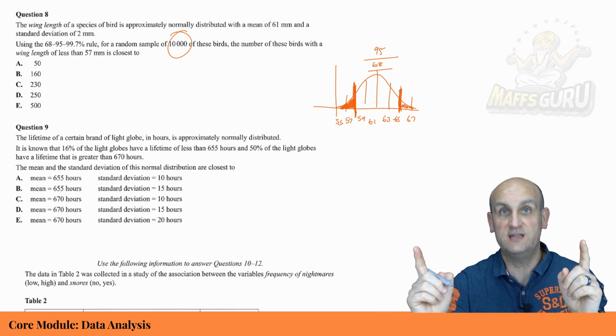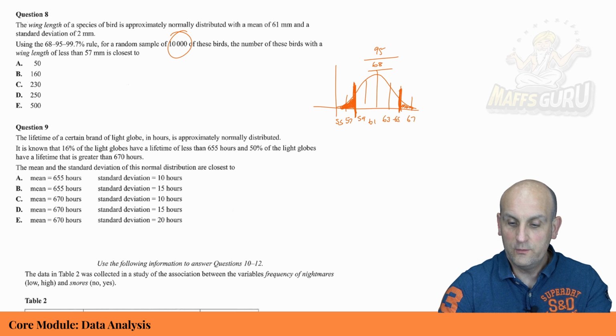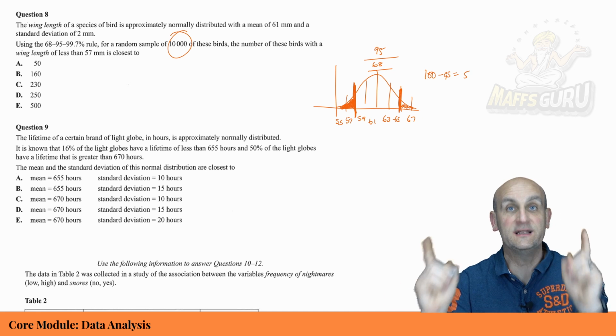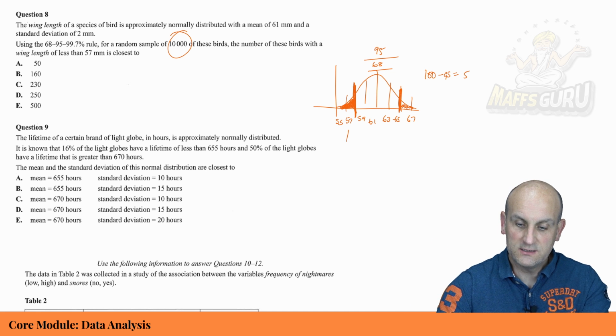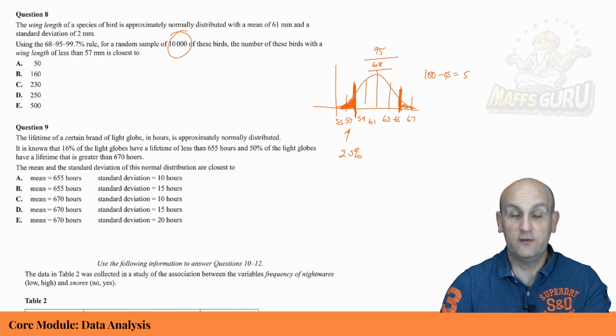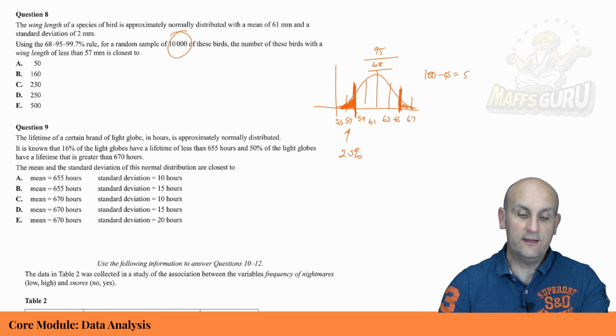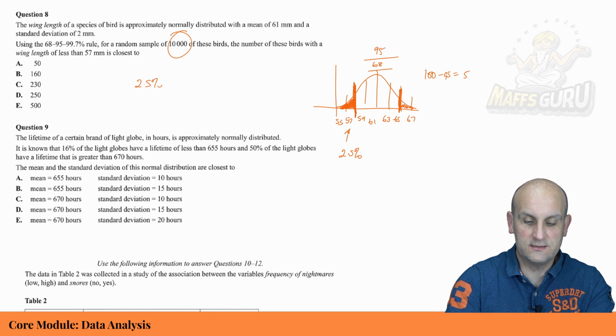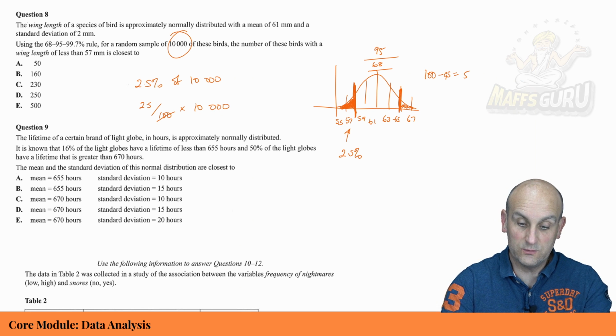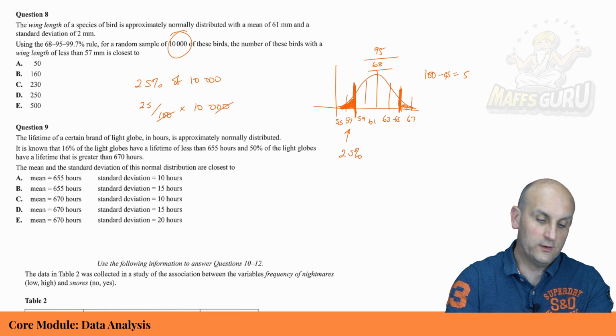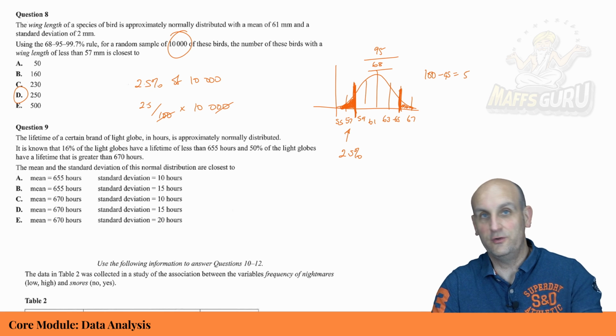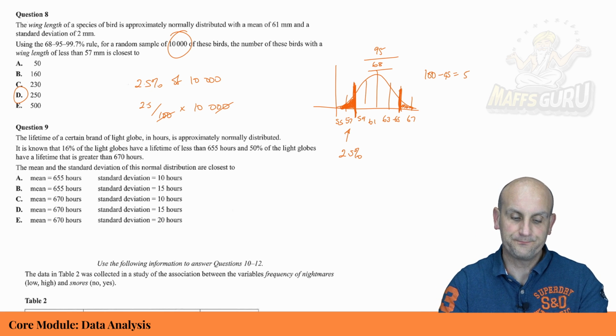Well, because to 2 standard deviations, there's 95%. We do 100 minus 95 gives me 5, but that's split between the 2 sections. So there is 2.5% of my data. So we now need to work out 2.5% of 10,000, which is 2.5 divided by 100 times 10,000. And once again, when you put that into your calculator, if that's what you want to do, then you get 250 as the correct answer. You can also do it pencil and paper, as I've just done there.